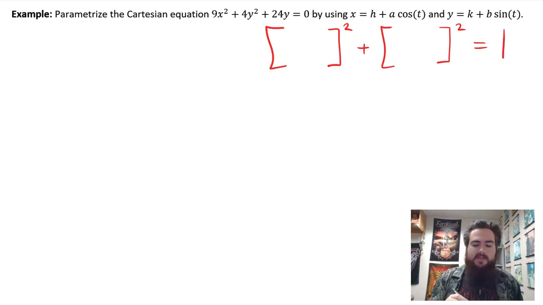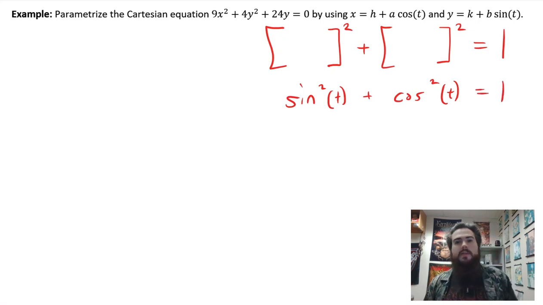That way we can connect that to sine squared of t plus cosine squared of t equals 1, or the Pythagorean identity. If we can conjure or mess with this equation so we can get it to look like this, then we can connect it there and create this set of Cartesian equations. However, we do need to do some maneuvering in order to get to that point, because 9x squared plus 4y squared plus 24y equals 0 is not quite in the format that I want.